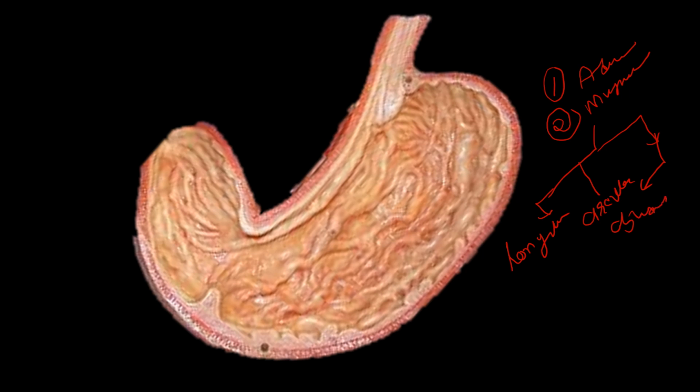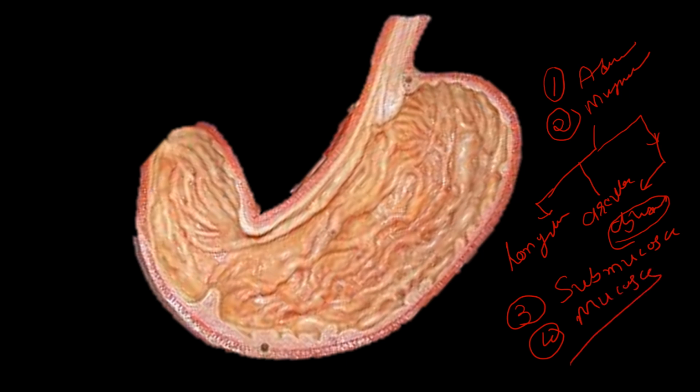Inner to the oblique layer, the third layer is the submucosa, and fourth is the mucosa. You will learn in detail about these layers in histology.